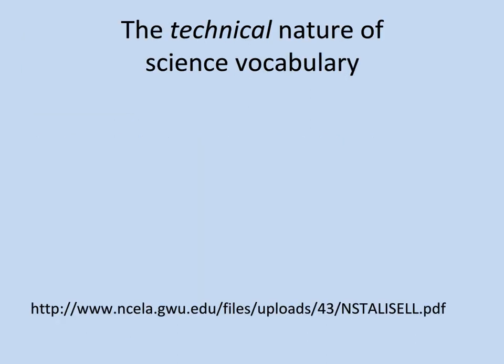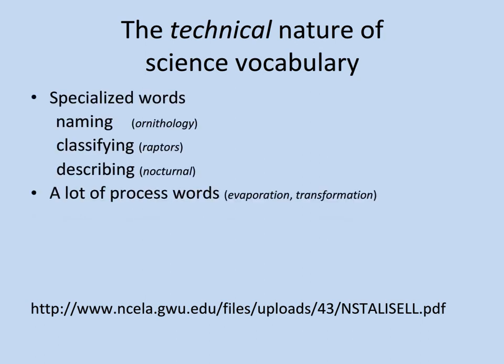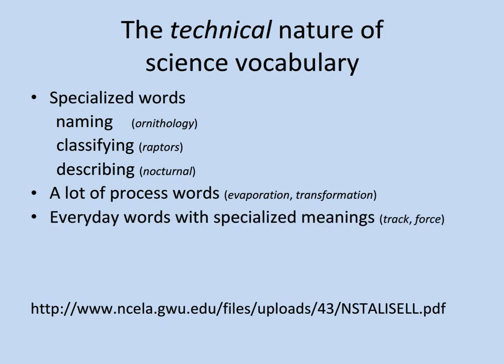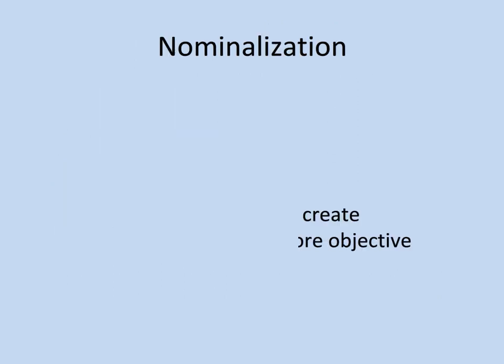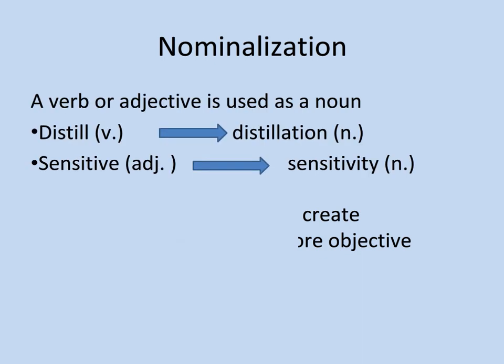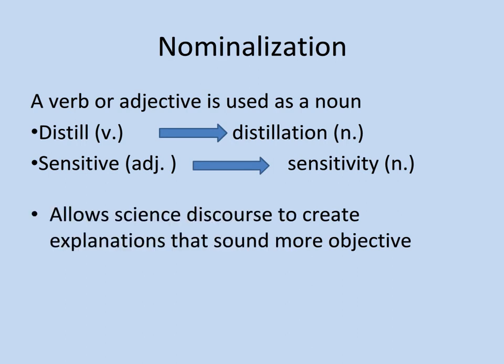When we speak of the technical nature of science vocabulary, we mean specialized words, a lot of process words, everyday words with specialized meanings, and words that tend to have obvious roots, prefixes, and suffixes. Science texts tend to use nominalization. That is when a verb or an adjective is turned into a noun. For example, distill becomes distillation. This makes text more complex simply because the words are longer. Also, nominalization makes the text sound more objective, which can be more challenging.